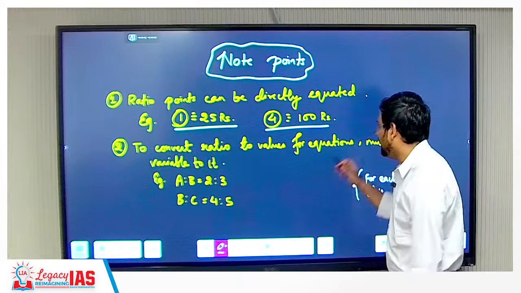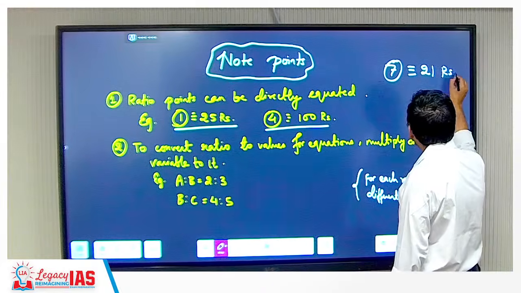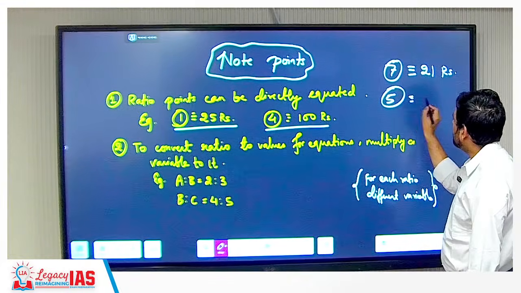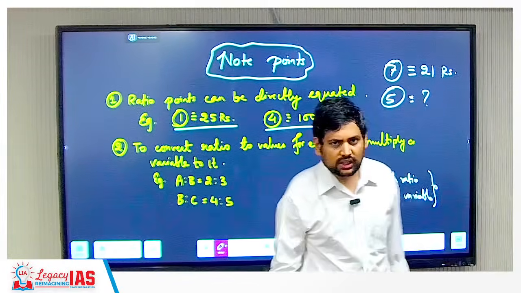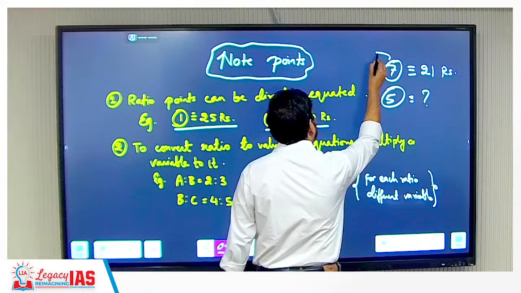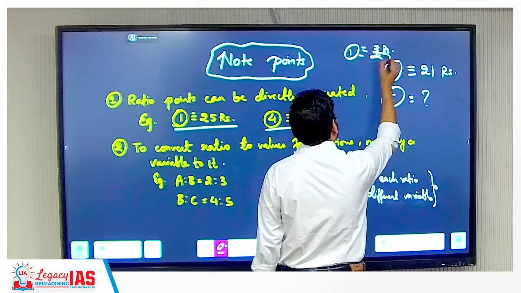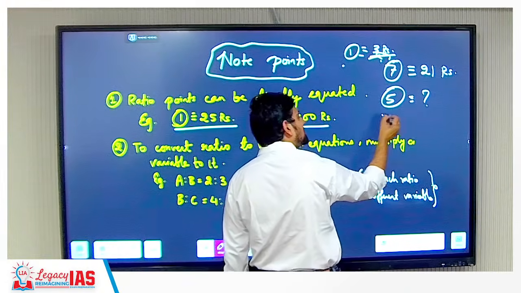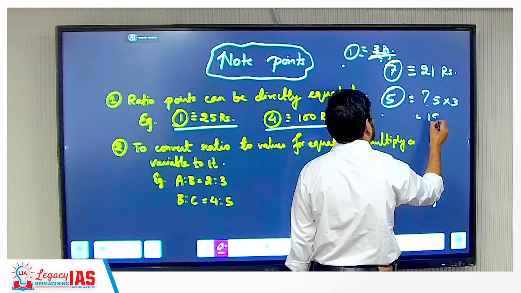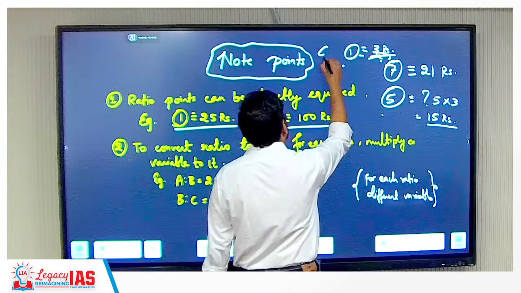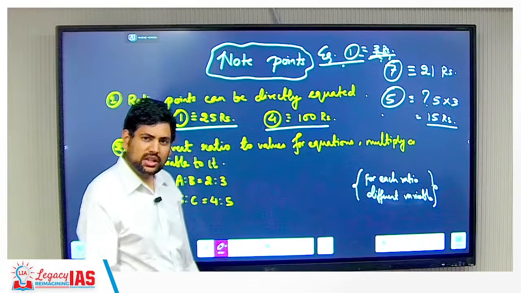For example, eventually I got that 7 ratio points is equivalent to 21 rupees. Then the question is, what is 5 ratio points? I will first calculate what 1 ratio point is equivalent to. 7 ratio points is 21, that means 1 ratio point is 21 by 7, that is 3 rupees. Now if 1 equals 3, then 5 equals 5 into 3, that is 15 rupees. This is another example. Understood? This is how we keep using ratio points.